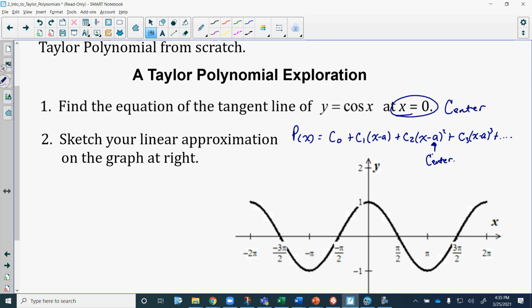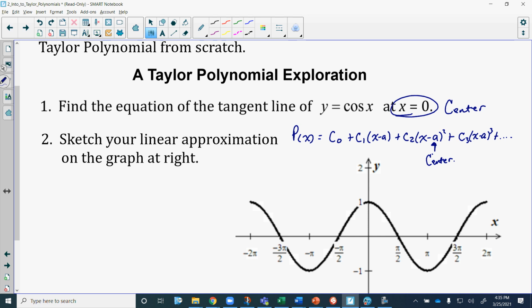A Maclaurin polynomial would basically be the same thing, just remove the a's. So it would be c sub 2 times x squared plus c sub 3 times x cubed, omitting the minus a portion inside of the parentheses.